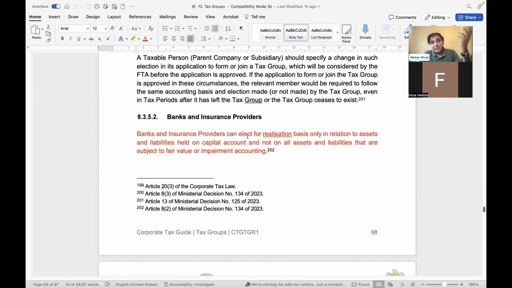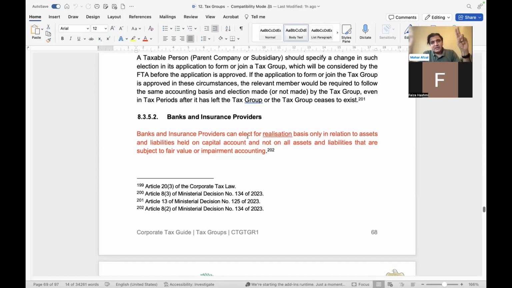For the revenue type of thing, you don't have any option to be taxed on a realization basis. So this has gone. Remaining two clauses are there. Two clauses: assets or liabilities held in the capital account. Second, assets and liabilities that are subject to fair value and impairment testing. All assets and liabilities which are as per IAS 36, the impairment testing, you can do a lot of other asset impairment. This is based on fair value.